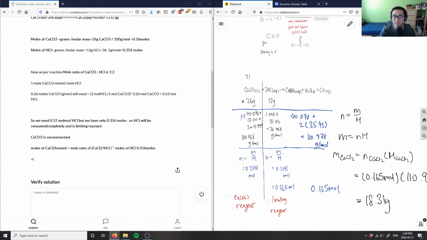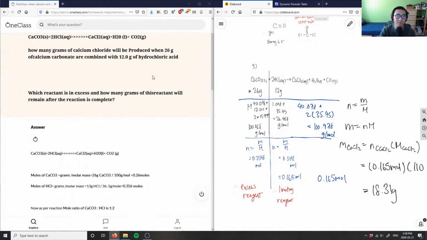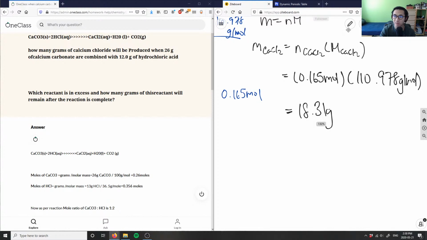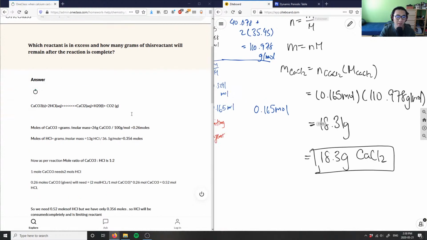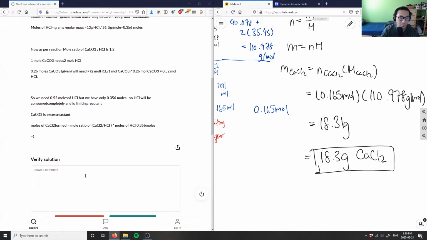And if I were to care about the significant digits here, I have 12.0, so I have 3 significant digits. Therefore, the answer should have been 18.3 grams of CaCl2. And this here is the correct answer for this solution. They actually did not complete this answer, so this solution is incomplete. So they got this right, which is good. So they did this part right.